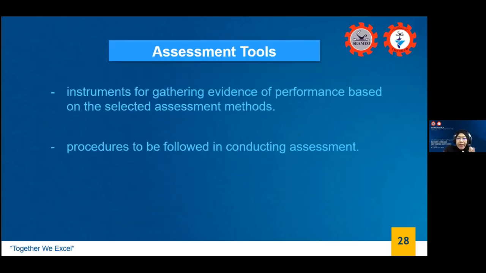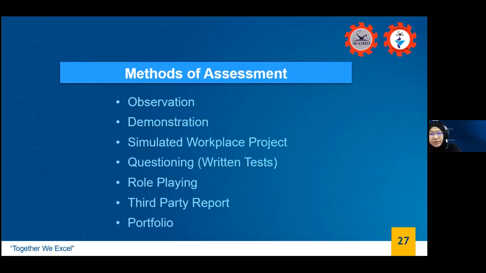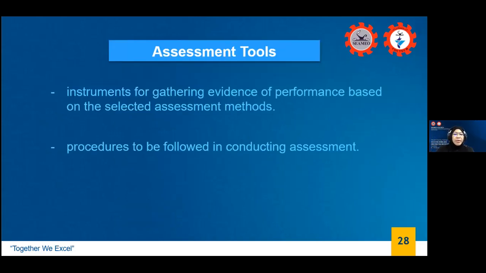I'll show you in a bit. So here you use these tools to measure this. You know, when to measure this kind of assessments. So they are instruments. Assessment tools are instruments that we use in gathering evidence of performance based on the selected assessment methods. Procedures to be followed in conducting assessment. Okay, this is just to give you example.